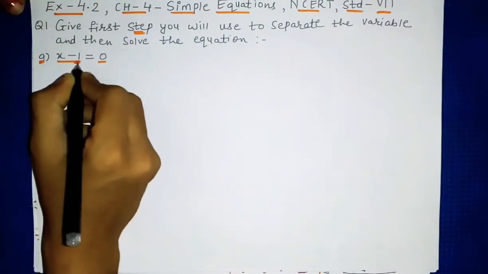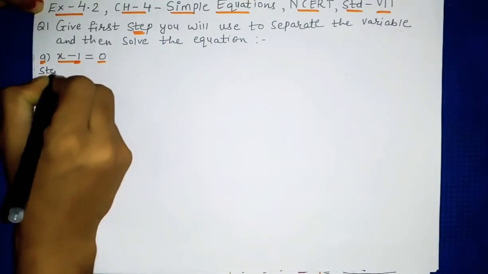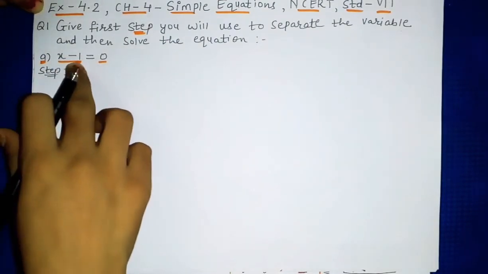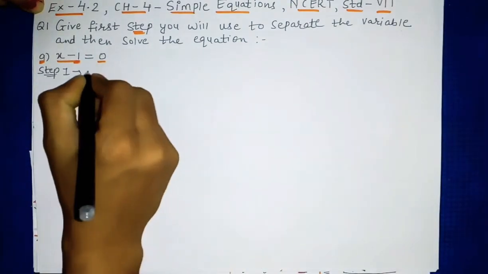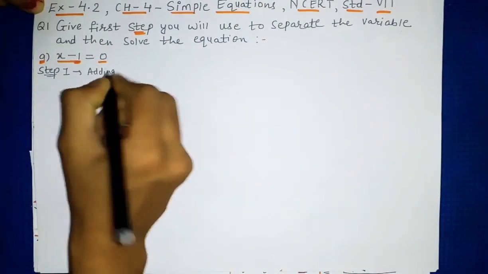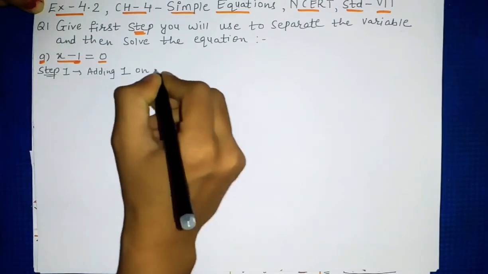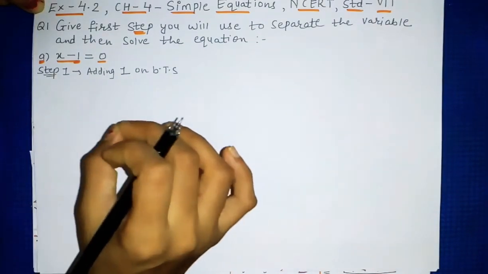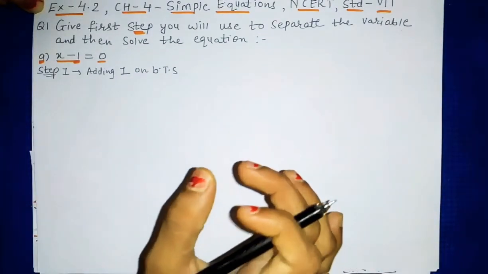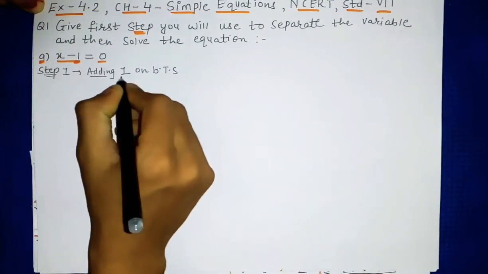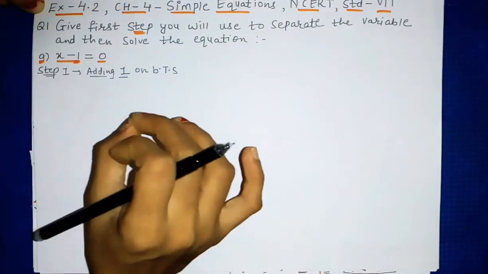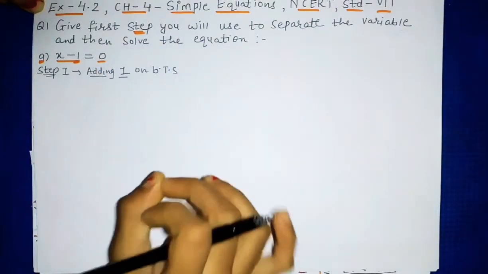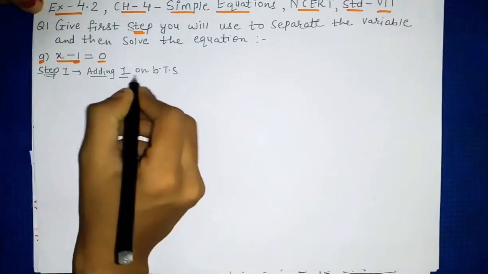Now x minus 1 equal to 0. So the first step that we will take is to do plus 1 on both the sides. So we will write: adding 1 on both the sides. I am writing BTS, BTS means both the sides, LHS and RHS. On both sides we will do plus 1. So this is our step. First you have to write the step, then you do the step and solve the equation. So we have written the step: adding 1 on both the sides.